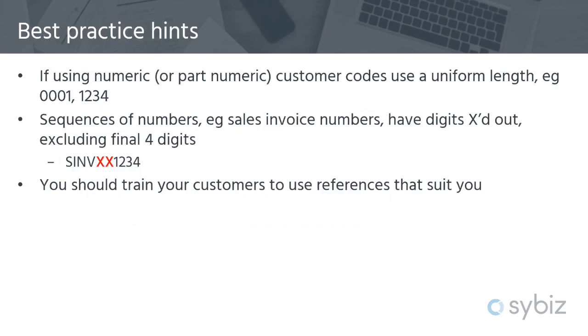So just a few best practice hints. If you are using numeric customer codes or even partial numeric customer codes, use a uniform length. That just helps the matching process to occur, because if you had a customer with a code of 1 and another one with 1, 2, 3, 4, then it's possible the customer code 1 will be matched rather than the 1, 2, 3, 4 if a reference of 1, 2, 3, 4 is used.